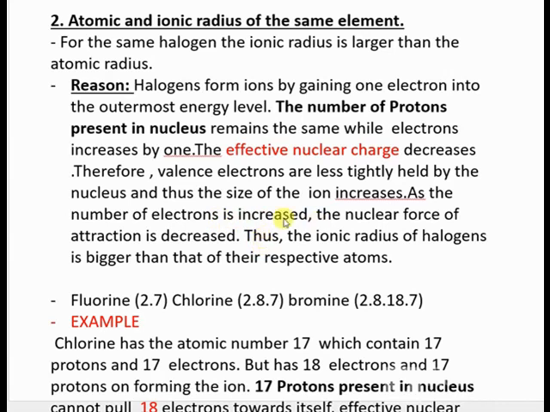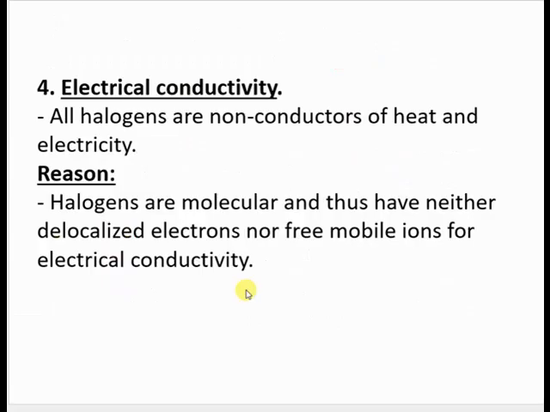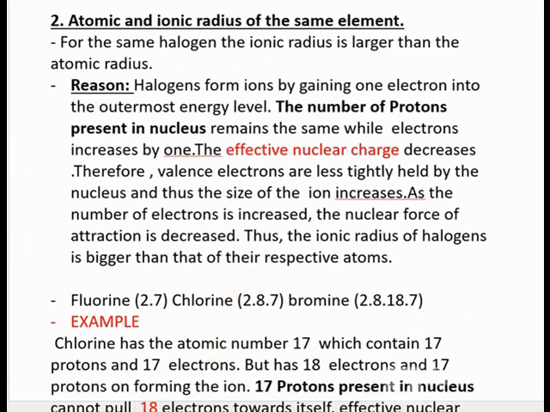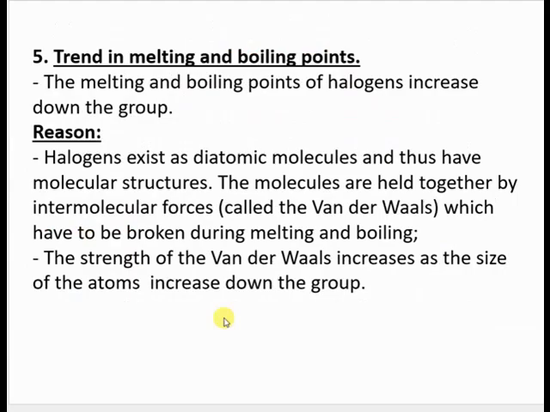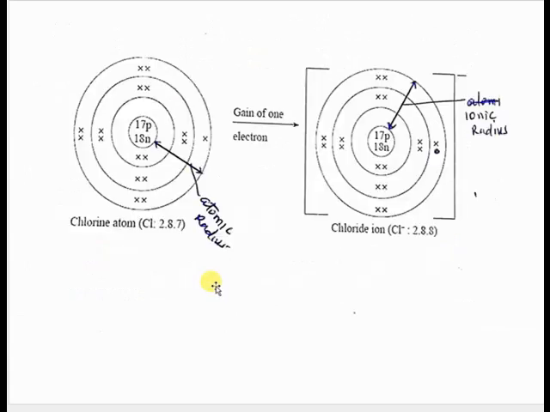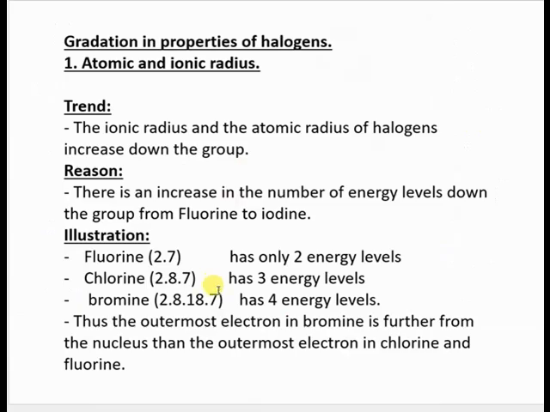Thus, as the number of electrons is increased, the nuclear force of attraction is decreased. Thus, the ionic radius of halogens is bigger than that of their respective atoms. Very nice. So let me give you an example. Let us look at this example here. Chlorine. We want to look at this example. It is misbehaving.